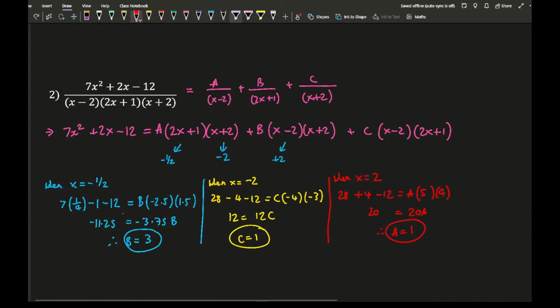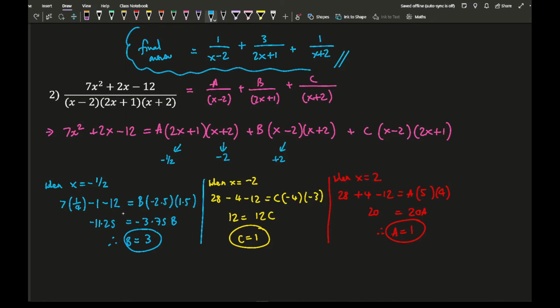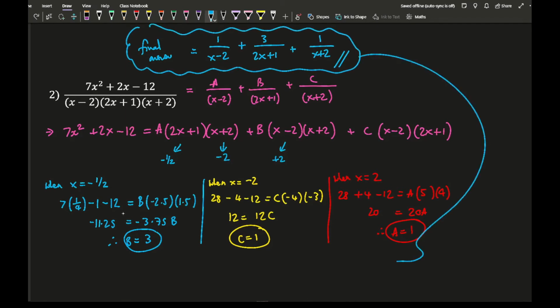So from this, all I then need to do is write down the final answer. My final answer is going to be 1 over x minus 2 plus b, which is 3, over 2x plus 1. Careful of the brackets. And plus c, which is 1 over x plus 2. And there is my final answer, which really I should put over here.